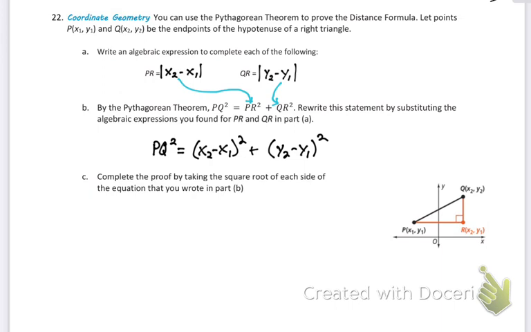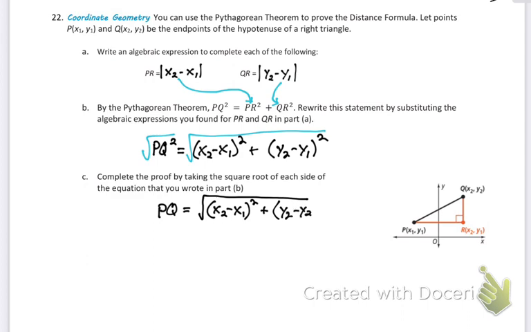Now, the formula typically states the distance between these points equals something, not the square of it. So what they tell you to do is basically take the square root of both sides, and we're going to come up with the distance between any 2 points on the Cartesian plane is going to equal the square root of your x values subtracted and squared plus your y values subtracted and squared.